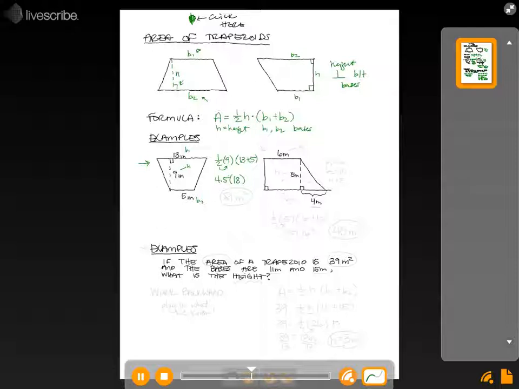So you can put this in the calculator now. You do 4.5 times 18, and you would get 81. And then we need to put a label on this. 81 inches squared, because we're talking about area.